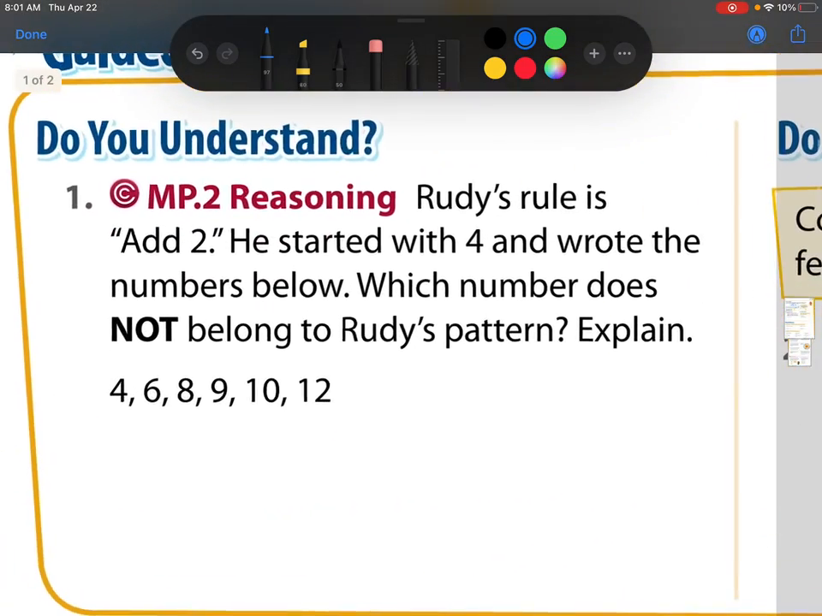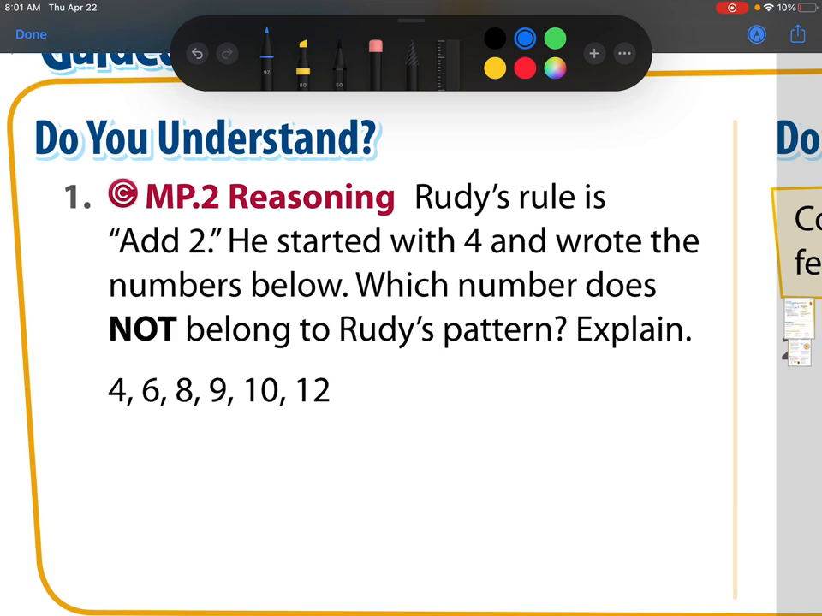So now let's head on to number 1. It says Rudy's rule is add 2. He started with 4, so let's start with 4, and wrote the numbers below. Which number does not belong? Well, remember, we're adding 2 each time. Plus 2. Oh, that's the one that doesn't belong. 8 plus 2 does not equal 9. So what do we write?